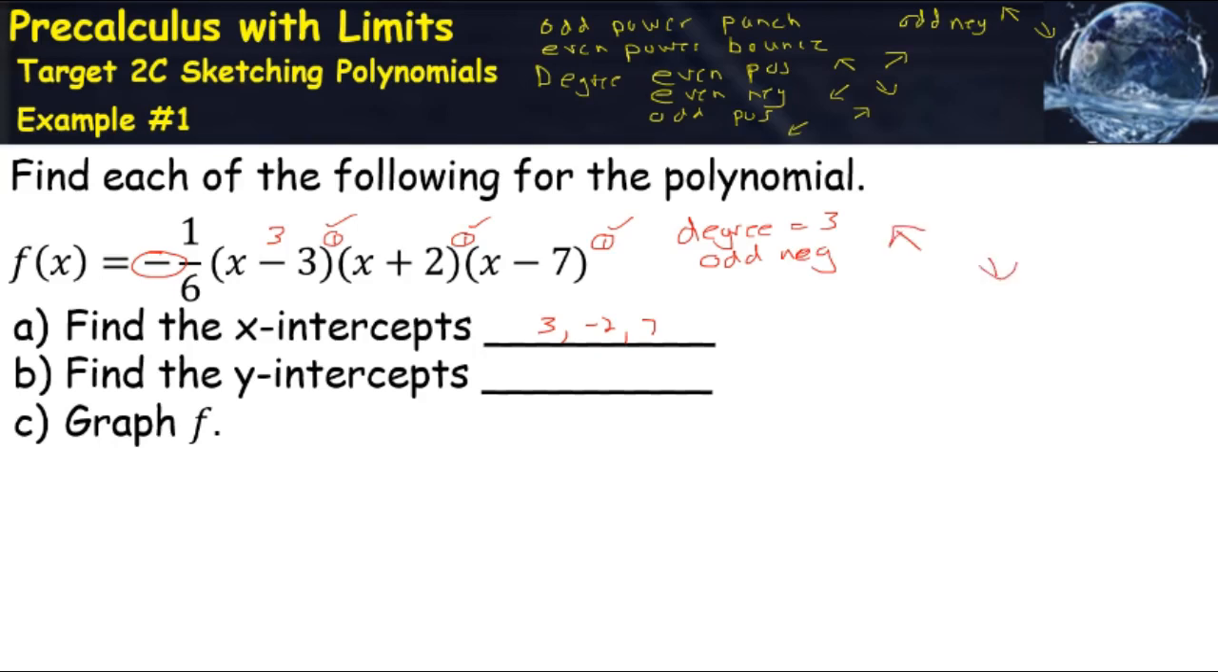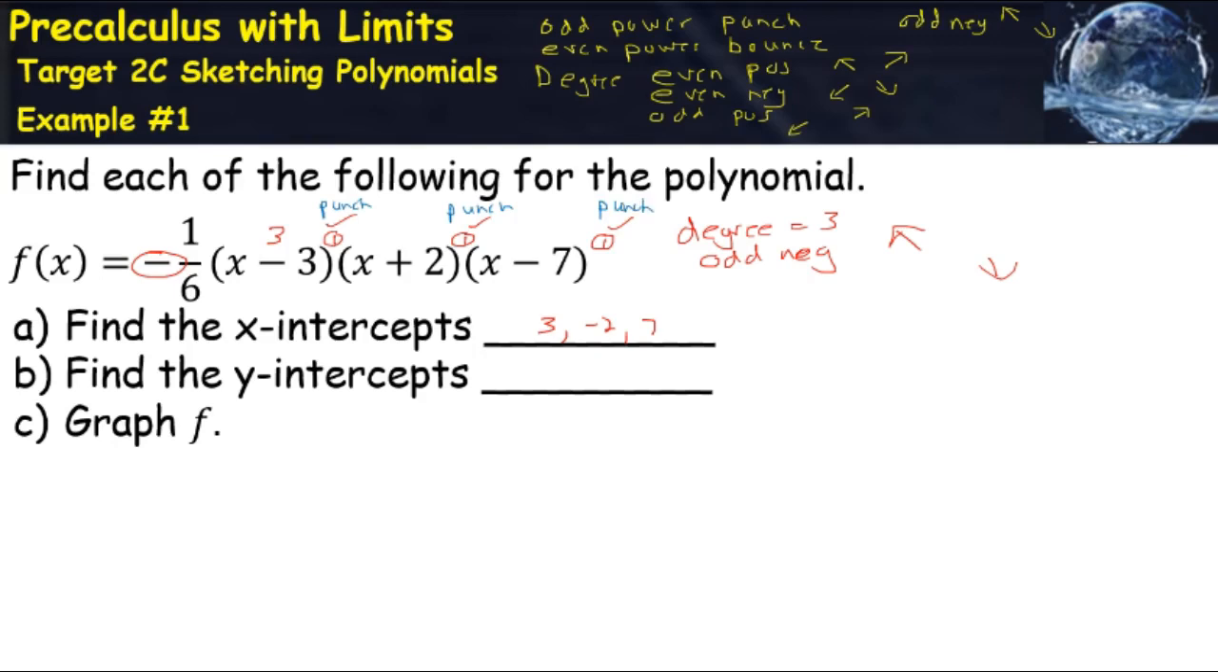Okay, now let's look at each of these to decide if they're bounces or punches. The power on this factor is 1, that's odd, so it is a punch. The power on x plus 2 is 1, and that's odd, so it's a punch. The power on x minus 7 is also 1, and that's odd, so it's a punch. So that means it punches through instead of bounces back.